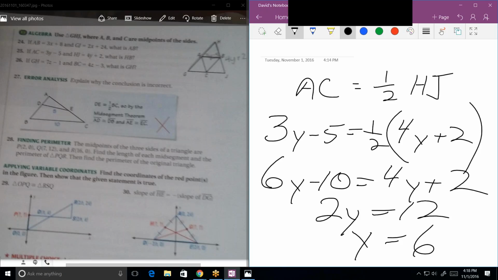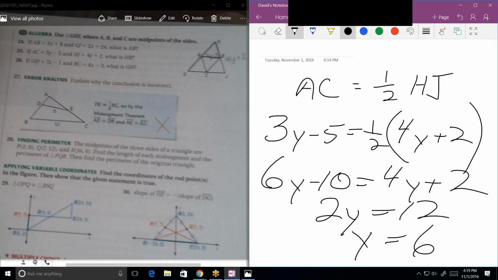Oh, I see. I did something wrong here. They're asking about HB, huh? Yeah. Well, HB is the same as AC. Yep. HB is not... okay, so HB is 3y minus 5, but you still have to solve for y. So you still kind of have to do this analysis here. I don't think there's a shortcut.